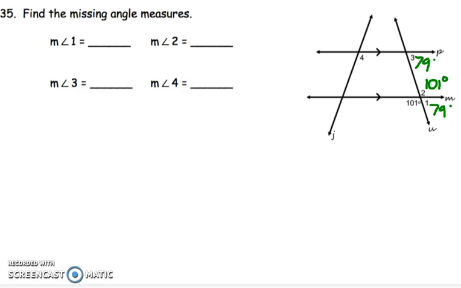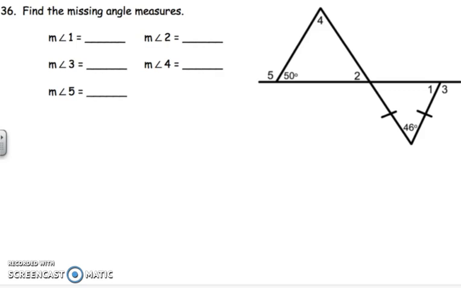Now with the measure of angle 4, we actually cannot find this because our line J and our line U are not parallel. There's no arrows on it, so they're not parallel. So we cannot find it. I'll tell you what, let's put NCD. No can do. We can't find that. So the measure of angle 1 is 79 degrees. The measure of angle 2 is 101 degrees. The measure of angle 3 is 79 degrees. And the measure of angle 4, we can't do that. So we're just going to put an NCD, no can do.